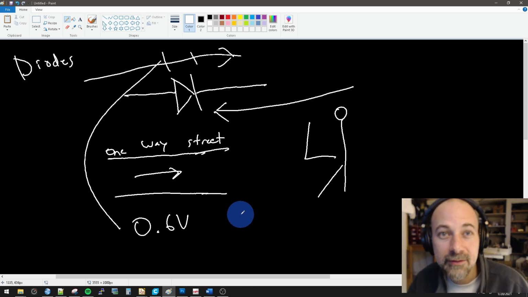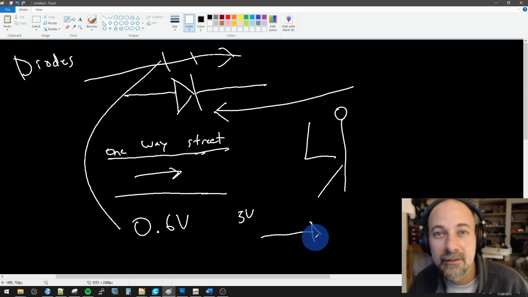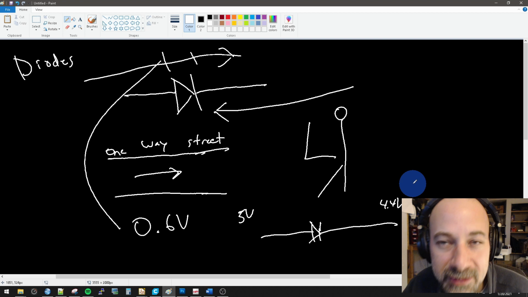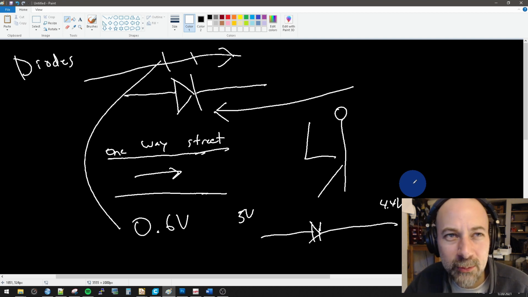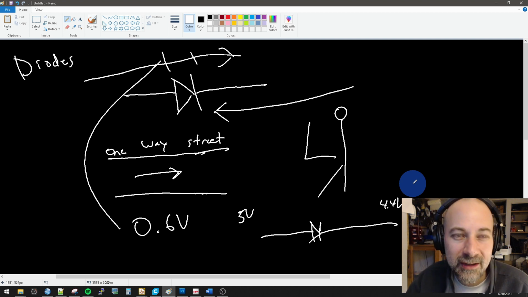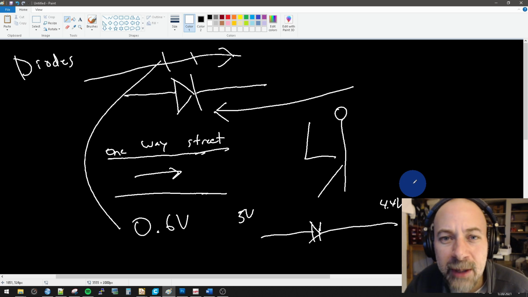So that means if you have 5 volts and then a diode, you've got 4.4 volts for all practical purposes here. Some people assume it's a little more or a little less. You kind of have to be careful, but I like the 0.6 number. In real life, it gets a little bit lower than that sometimes, especially with small SMD components.